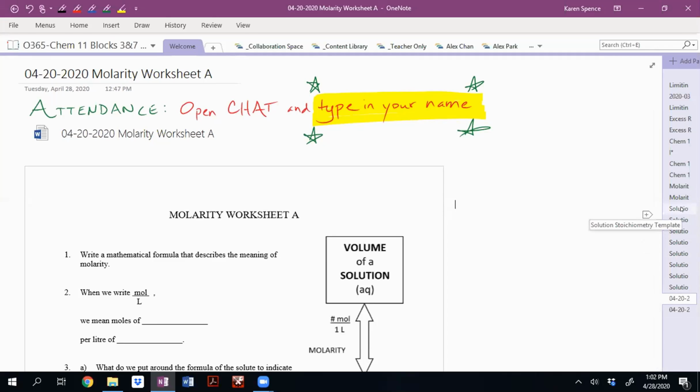This week shouldn't be too difficult. It's just going to take molarity and put it in the context of stoichiometry. There won't even be any limiting or excess reactants. We'll save that for next week.